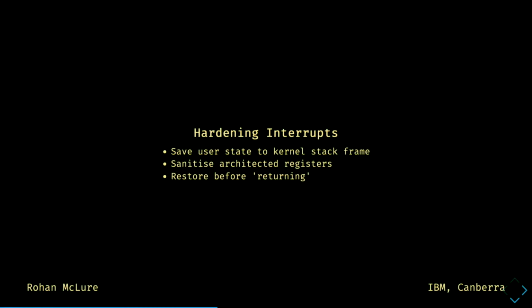And so what do we do? We have to save even more registers for this mitigation. We sanitize those registers. We set them to 0. And then we restore those registers before we return. And if it's not obvious to you that there's an exploit kind of in the waiting here, then that's fine. It wasn't obvious to me either.